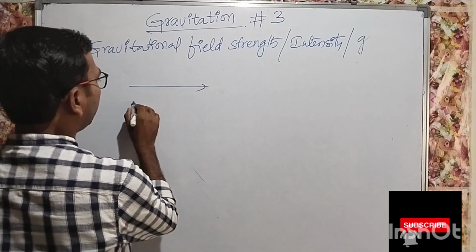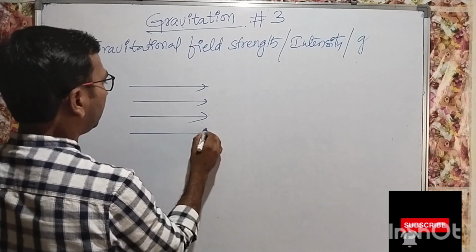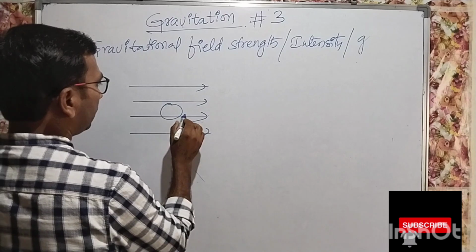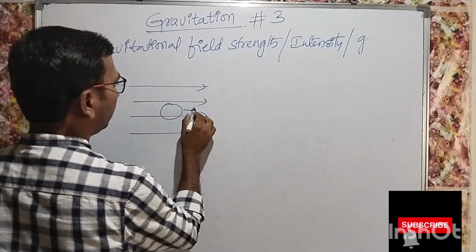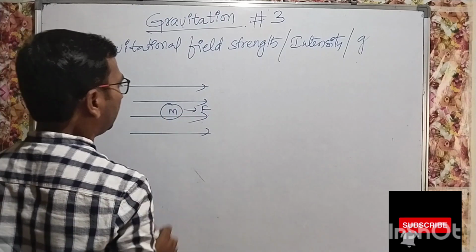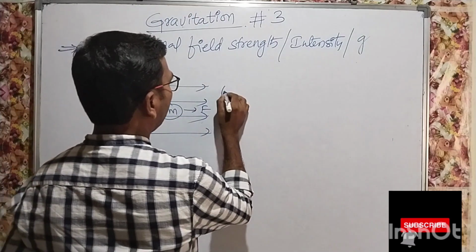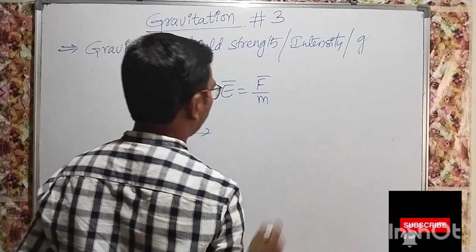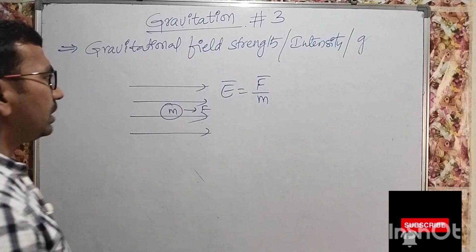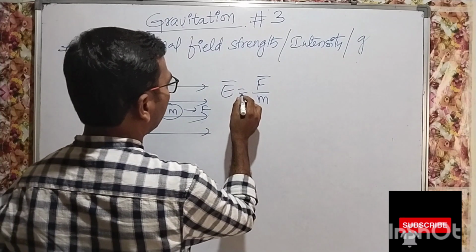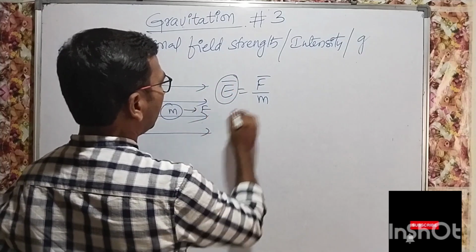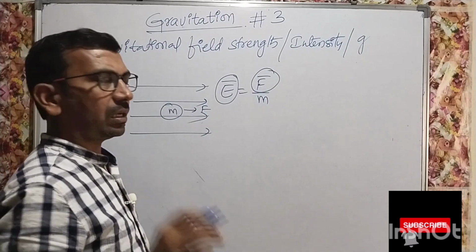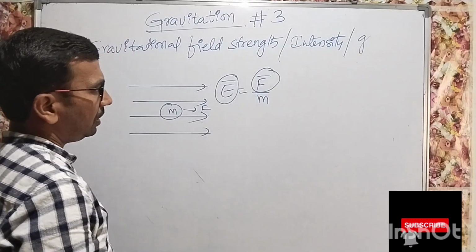You place a unit mass in a gravitational field. Due to this gravitational field, the body experiences a force. So gravitational field is equal to force by unit mass. What is the direction of the gravitational field? The direction of gravitational field strength is along the direction of force.